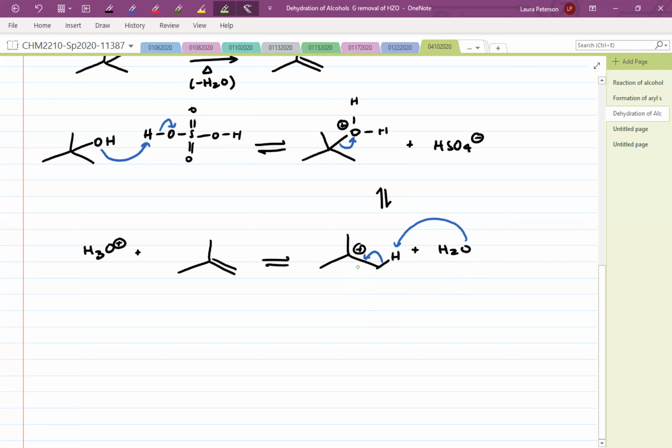The other thing is, let's look at this mechanism a little bit more closely. Specifically, if you were to take this alkene and react it with H2O and HCl, and you were going to do the alkene hydration, I want you to think about what intermediates would form.